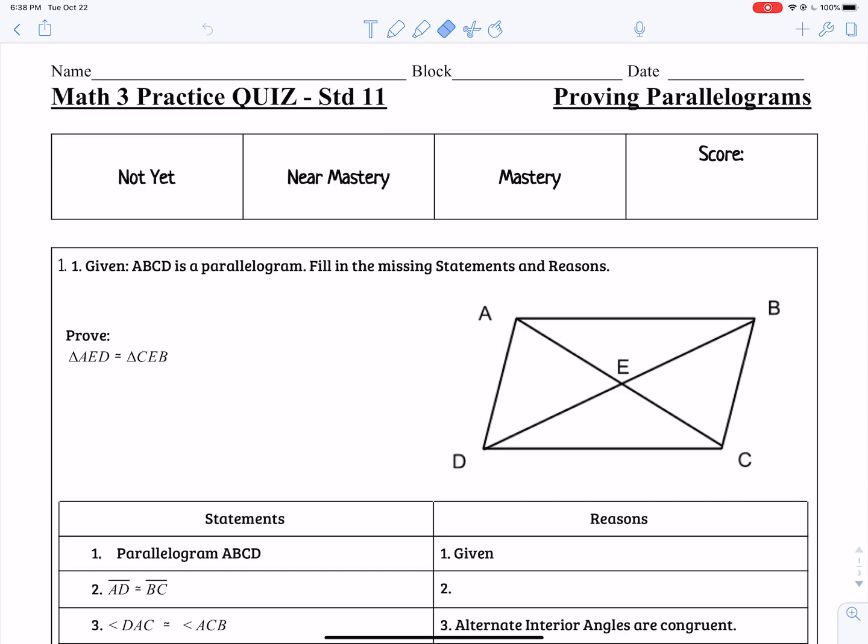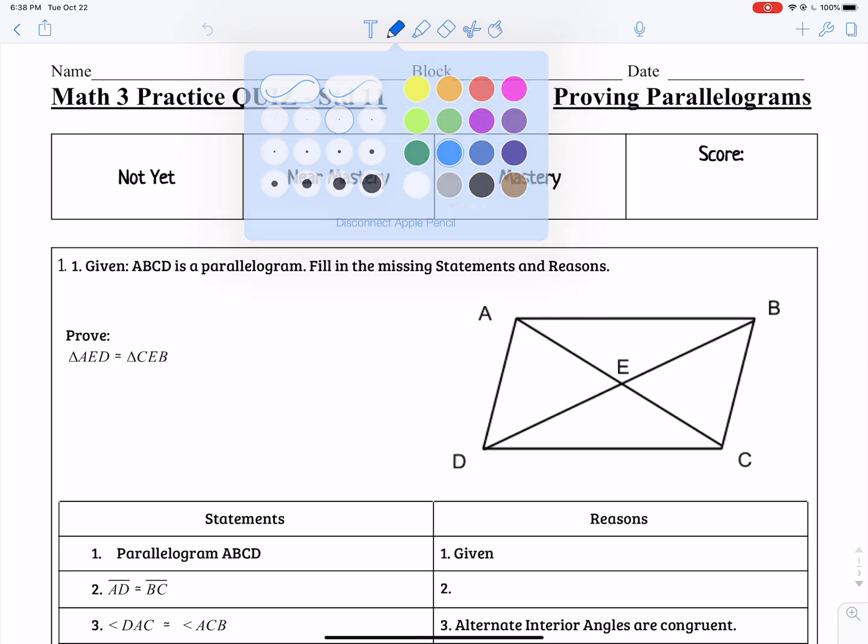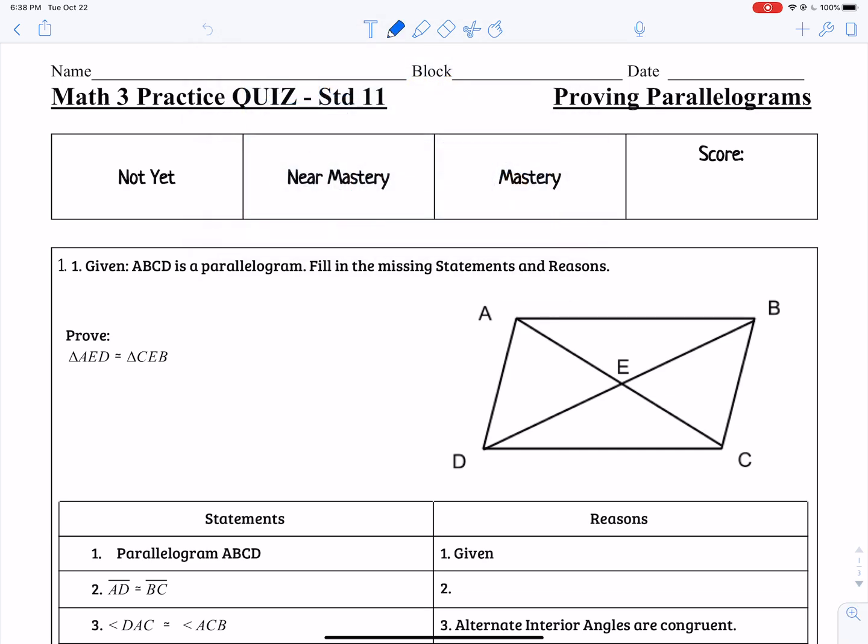In this video, we're going to take a look at the practice quiz for standard 11. In number 1, it says, given ABCD is a parallelogram, fill in the missing statements and reasons. And we're trying to prove that triangle AED is congruent to triangle CEB.